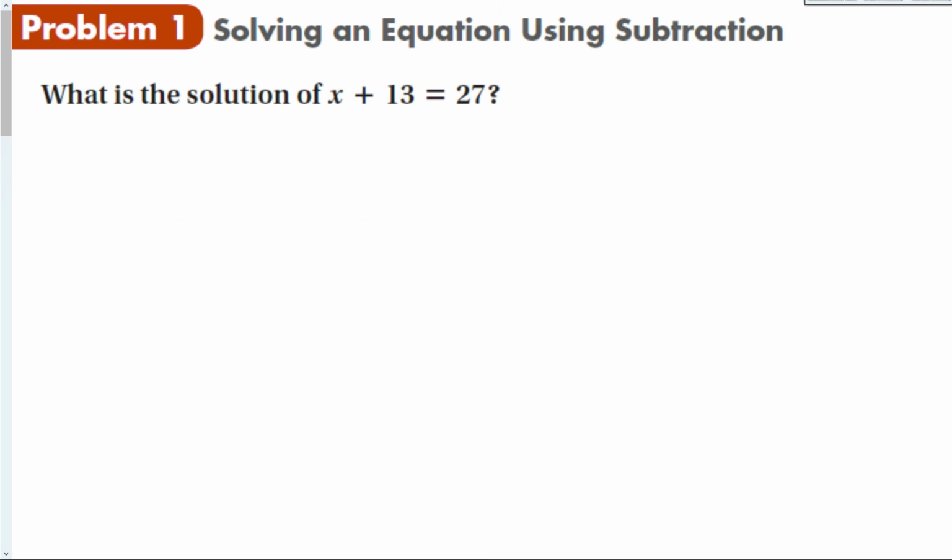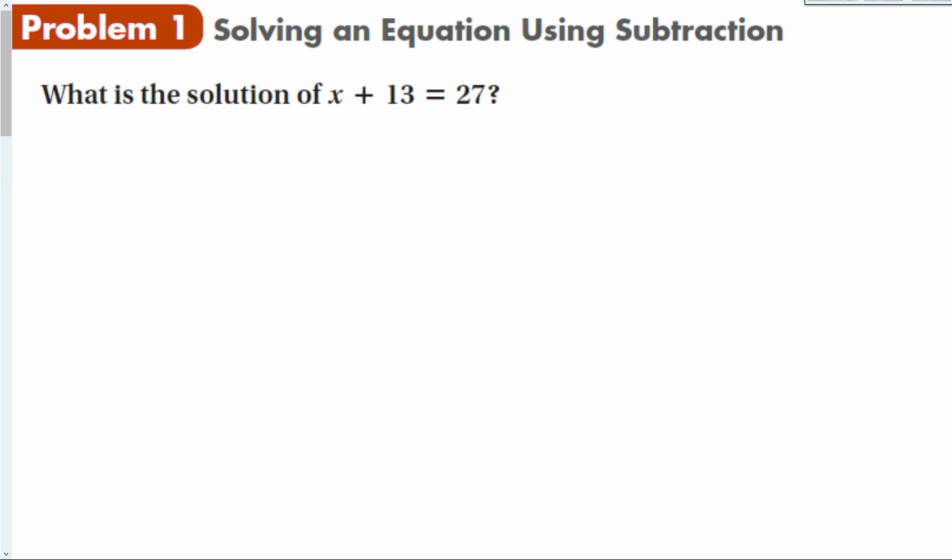Let's take a look. So problem 1. What is my solution of x plus 13 is equal to 27? So we're solving an equivalent equation using subtraction because I clearly see right here I have addition. Okay? And if I want to undo addition, I use subtraction. And mostly when we do equations, we like to do a top-down approach. So we start with our equation right here in our top row, and we're going to work down, making each equation simpler and simpler so I can see the steps that are going on.